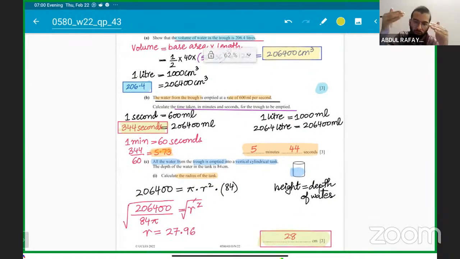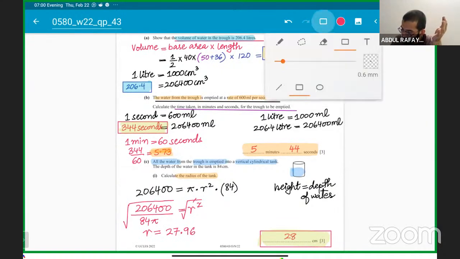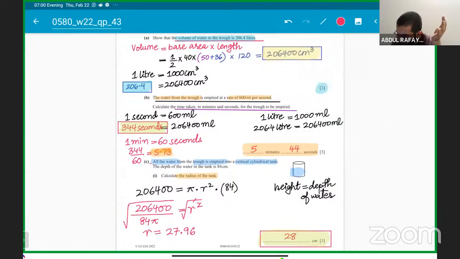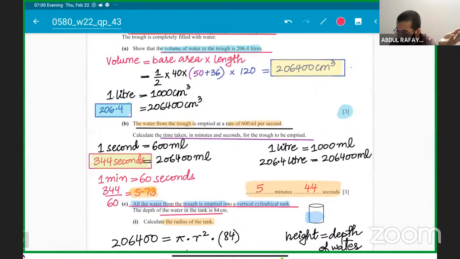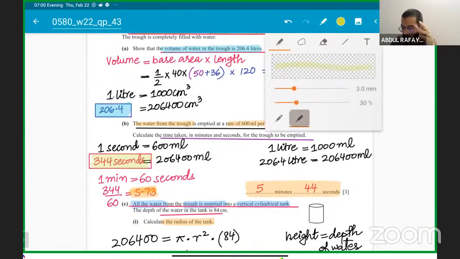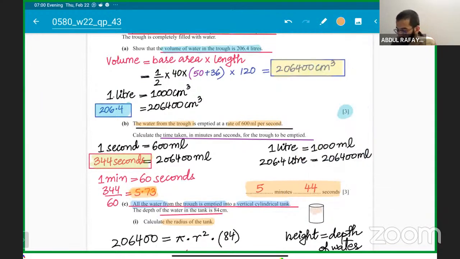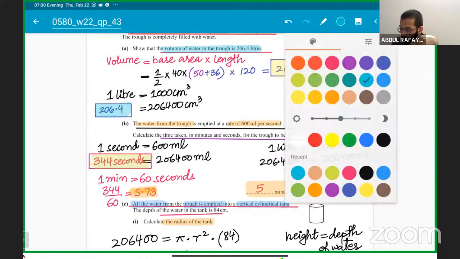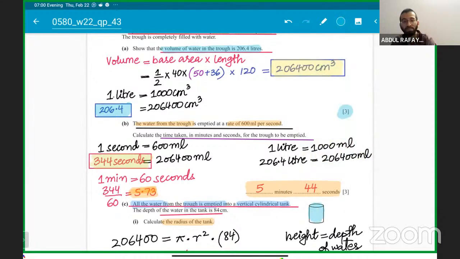Let's repeat it. Depth of the water is called the height. Because all the water is coming down, this is telling us that all the water is being emptied into the tank, and we have the height given. We have to find the radius. We just apply the volume of the cylinder, remembering that the volume of the tray will be equal to the volume of the cylinder, because all the water is going into the cylinder. Understood? Clear? Move forward.